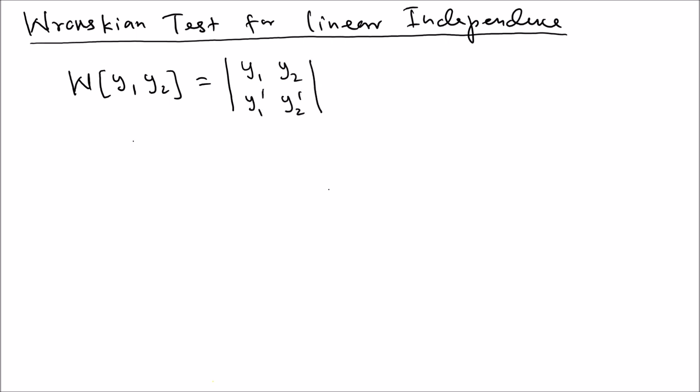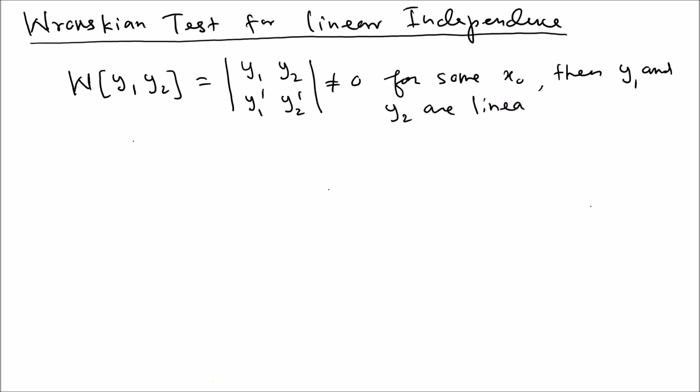That's for 2x2. What it says is that if this is not equal to 0 for some x naught, some x value, then y1 and y2 are linearly independent. Some is enough, we don't need all. We can prove where this is coming from, so you can look at the notes to find out. Good. So let's use this idea to prove this result, just to see how it works.